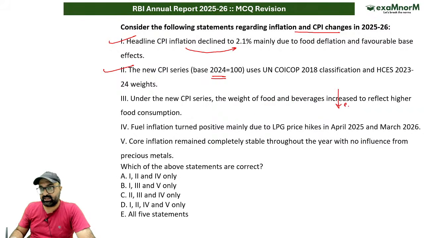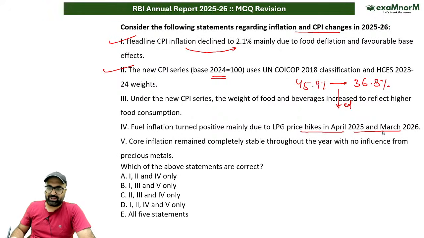It has decreased. Earlier, its weightage was 45.9%, and from 45.9%, it has decreased to 36.8%. This is what you need to remember. Fuel inflation turned positive mainly due to the LPG hikes in April 2025 and March 2026. तो अगर हम एलपीजी प्राइसेस की बात करें तो एलपीजी प्राइस पहले अप्रैल में इंक्रीज हुए थे, फिर वो मार्च में इंक्रीज हुए 25 में और 26 में. That is correct.